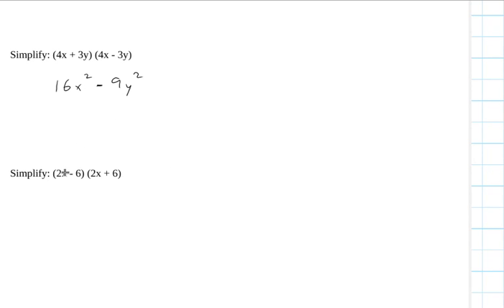Alright, on this one we have a 2x and a 6. One of them is a sum, one of them is a difference. So that means, again, I have the difference of squares. So I'm going to get 4x squared, that's the first term squared, minus 36, that's the second term squared.